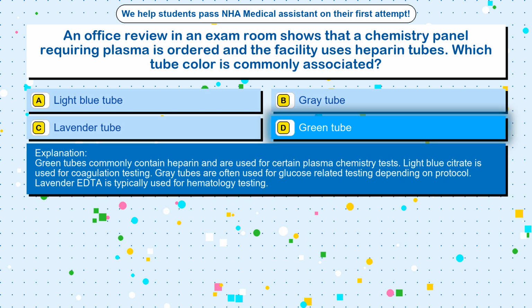Green tubes commonly contain heparin and are used for certain plasma chemistry tests. Light blue citrate is used for coagulation testing. Gray tubes are often used for glucose-related testing depending on protocol. Lavender EDTA is typically used for hematology testing.